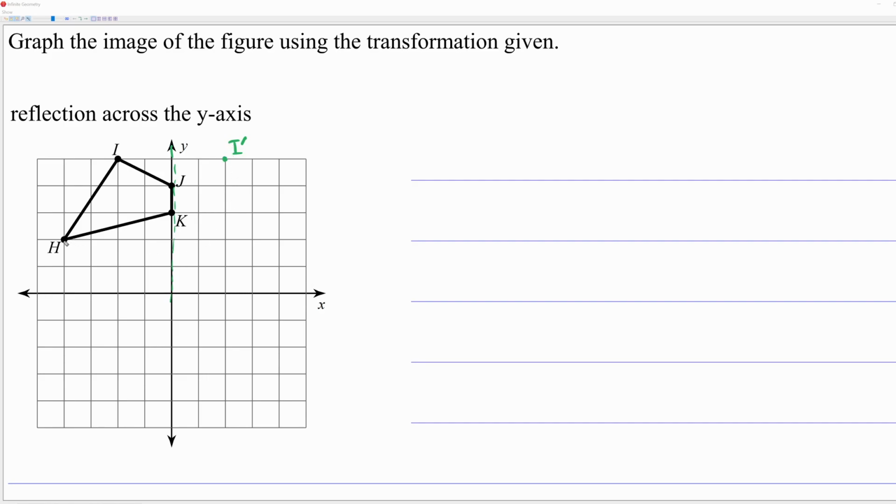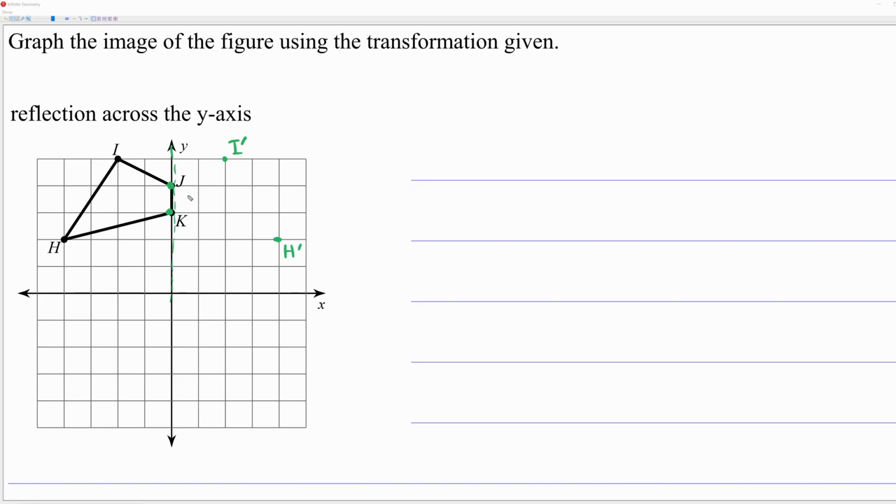Now let's do the same thing with point H. If I count to the y-axis, that's 1, 2, 3, 4. So now count 4 more. 1, 2, 3, 4. And this is where point H prime will be. Now, since point J is on the y-axis, when I form the mirror image, it doesn't move anywhere. And the same thing for point K. So point J and point J prime, which I'm not going to write because it would be cluttered, are the same. Point K and K prime are the same.